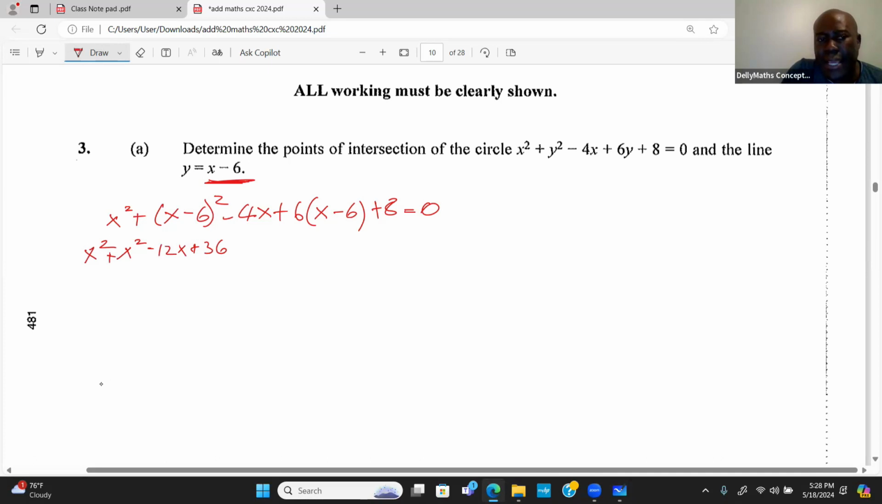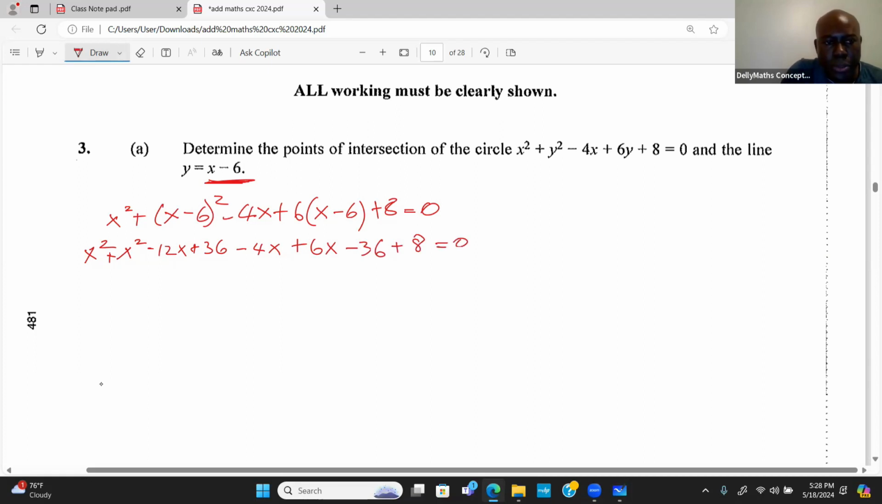Multiply the terms inside. x times -6 is -6x, a double, -12x, and -6 squared is positive 36. Then we have minus 4x here, 6. So we have positive 6x minus 36 plus 8 equal to 0.